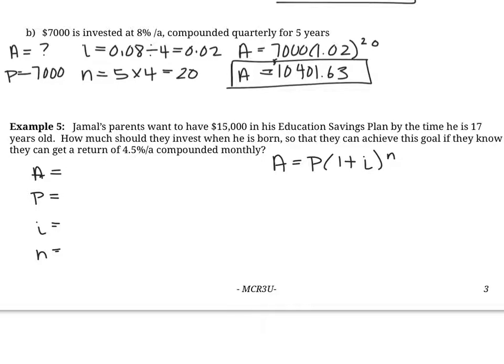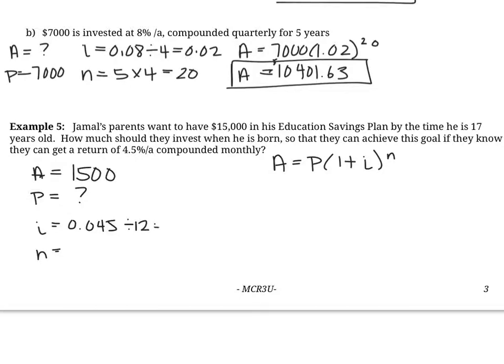So it says Jamal's parents want to have $15,000 by the time he's 17 years old. But right now he's just born, which means that $15,000 is at the end of the story. That's what they want to have in the future. That's a future value. They don't know how much they want to invest today, so they don't know the principal amount. The rate of return that's going to get compounded is 4.5%, but it's compounded monthly. So we've got to divide that by 12.